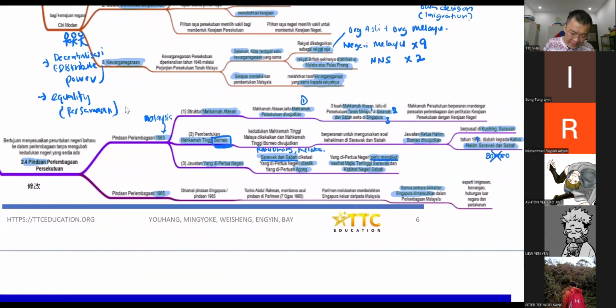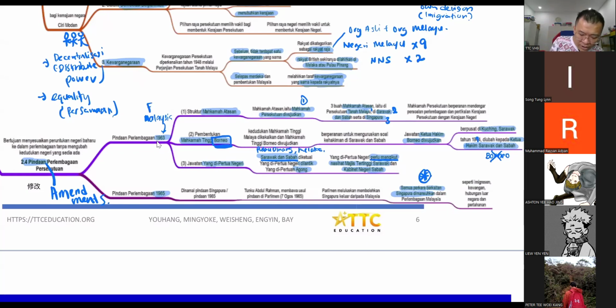Then this one is pindaan. Pindaan means amendments, means they change, modification. So 1963, 1965. 1965 is very simple. We kick Singapore out. We cancel anything related to Singapore. Semua perkara berkaitan Singapore dimansuhkan. That is 1965. The hard to understand one is 1963.